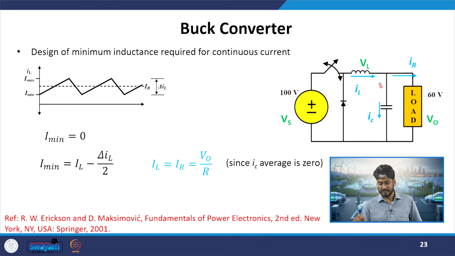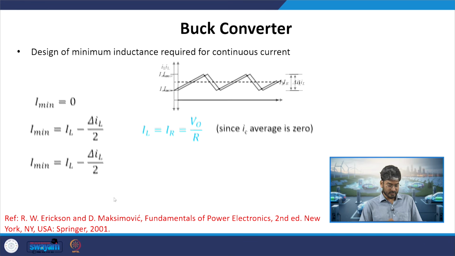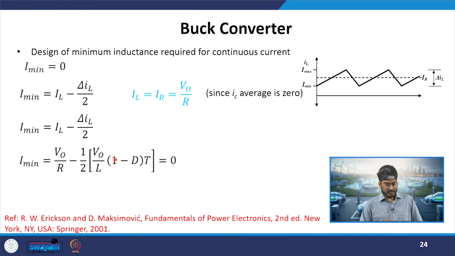I see that 0 amount of current is leaving through this path. So, whichever is the average current coming into the node, that will be flowing towards the load. So, your average inductor current will be equal to the average load current, that is V naught by R. Now I minimum is given by this. Now, we will replace that and equate it to 0.